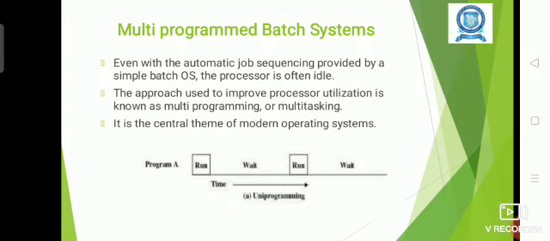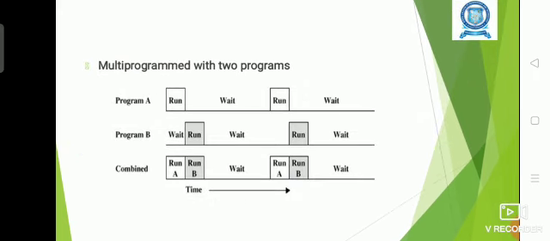So if a system is a uniprogramming system, and the running program goes to the waiting state, the processor will be idle. But if the system is multi-programmed with two programs, we can see program A is running. When program A goes to the waiting state, the processor will execute program B. So both programs are executing in parallel by the processor, so the CPU utilization can be improved. The idle time can be reduced.